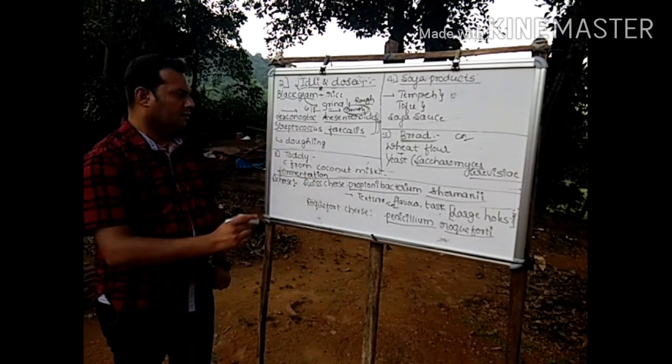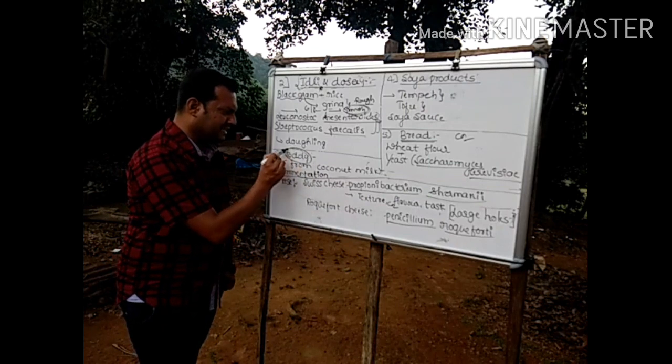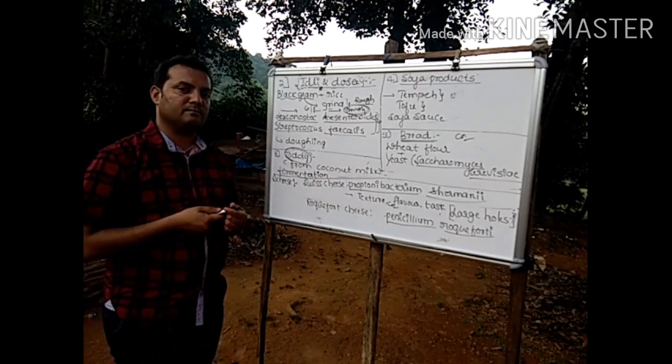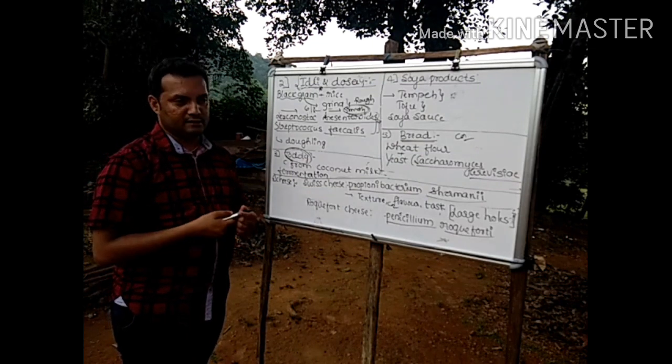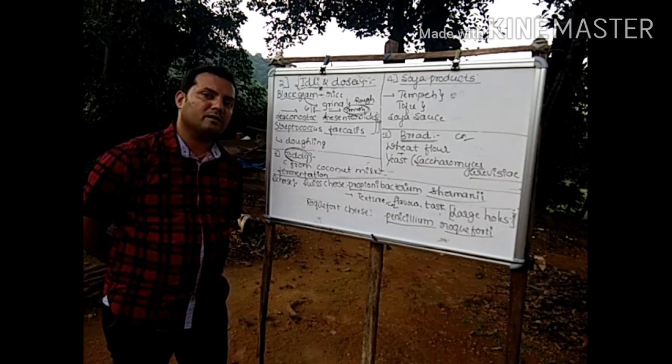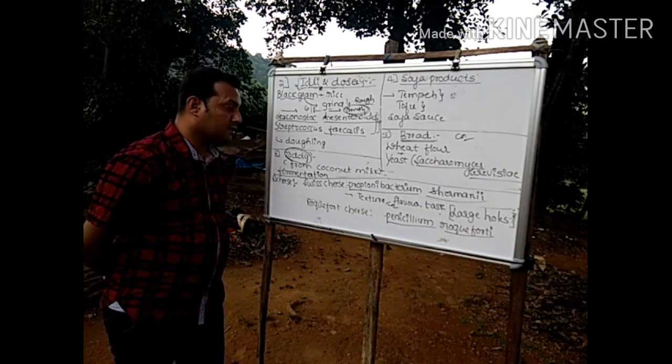Next, one of the energy drinks that is used in many parts of India, including the south, is called toddy. How will toddy be prepared? By using coconut milk.